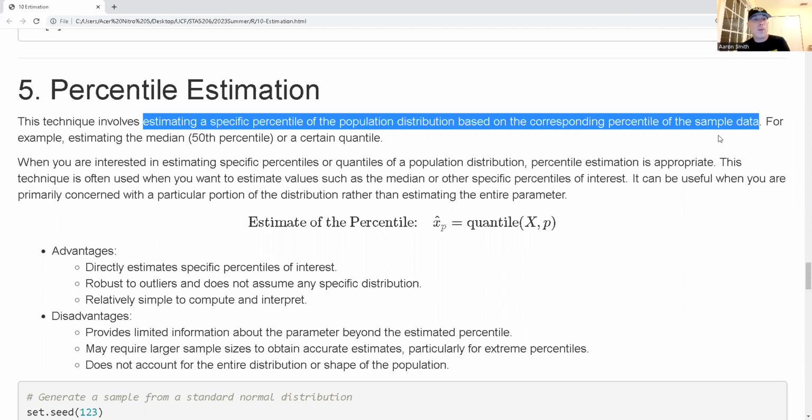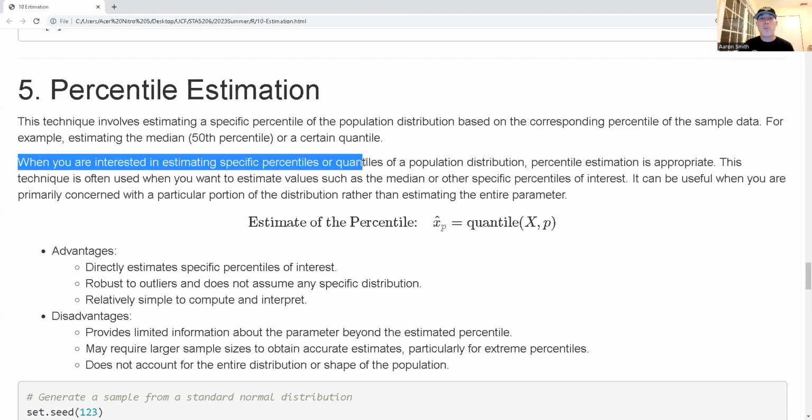I'll take the Q1 to get the point where 25% of the data is less than or equal to that value. And that's going to be my estimate of the population's first quartile cutoff. Do the same thing for the third quartile cutoff. I take the value where 75% of my data is less than or equal to that value. And that's going to be my estimation of the population third quartile.